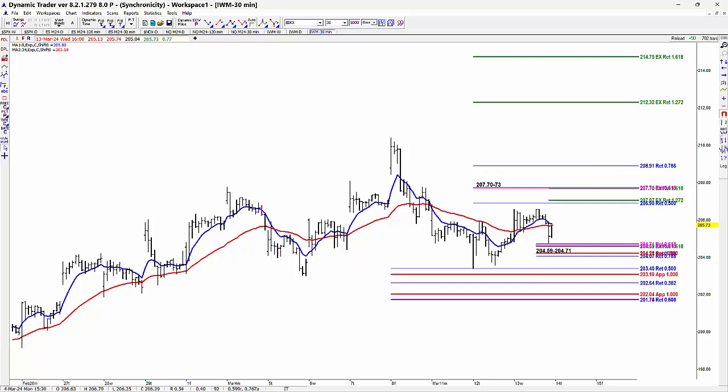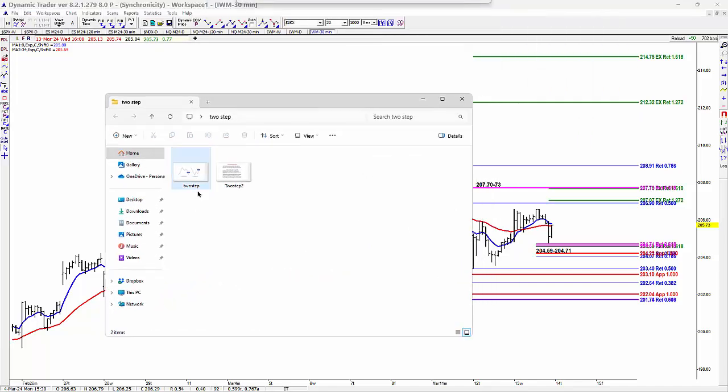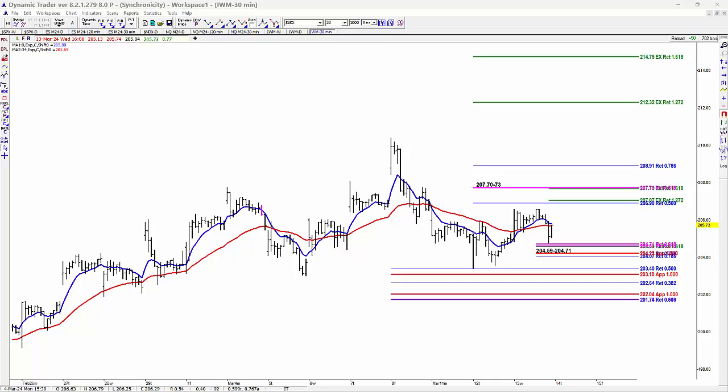The only other thing I wanted to go over today was the two-step patterns. And again, these are just the basics.